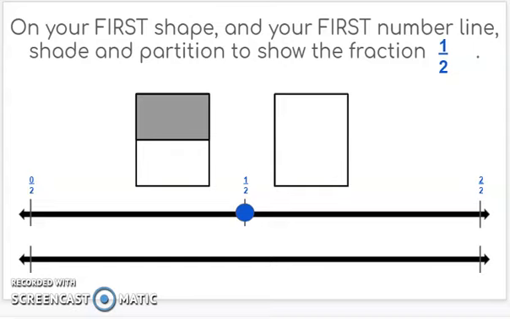Does yours look like mine? You can see that I have halves because I have two pieces of a whole. I am showing 1/2 because I only shaded one of them. On my number line, I'm starting at 0/2. Then halfway through my whole number line, I'm showing 1/2. And then I'm showing 2/2. I could also say that as one whole.